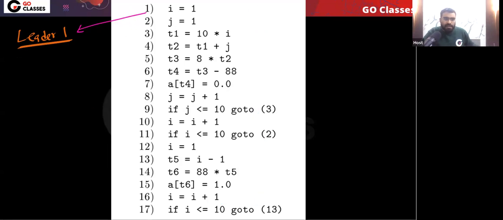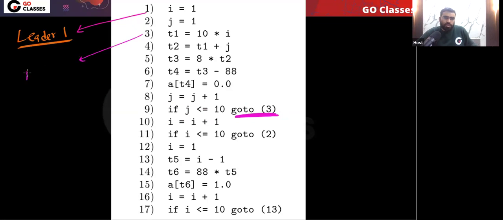Now what will you check? Just check the jump instructions. These are the jump instructions: 9, 11, and 17. Remember, the target of a jump instruction is a leader. Please understand, instruction number 9 is not a leader; the target is a leader. The target of this jump instruction is 3. So this 3 will be a leader.